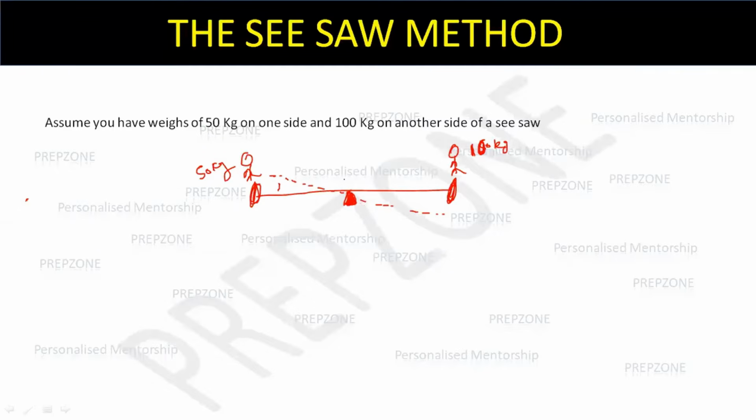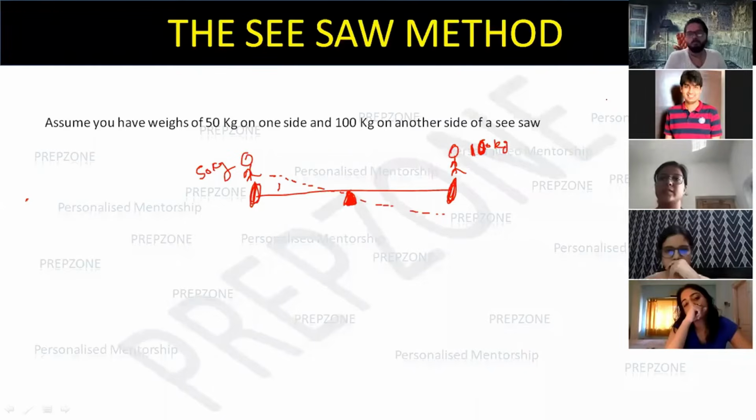Now if I tell you that you have a person of 50 kg here and a person of 100 kg here, and you have to balance the seesaw, I'll give 30 seconds to everyone. Try to think. You have a person of 50 kg on one side and a person of 100 kg on the other side. What ideas or solutions would you have to balance this seesaw?